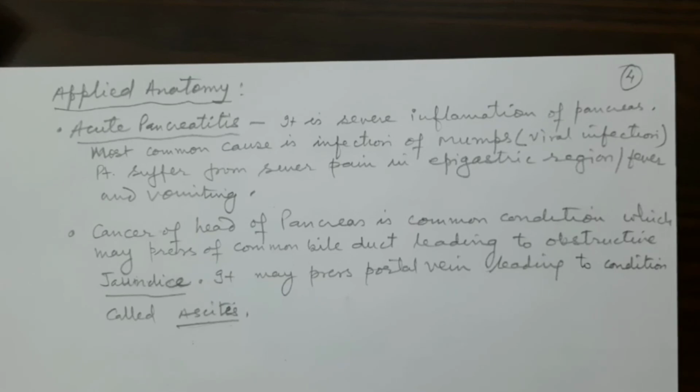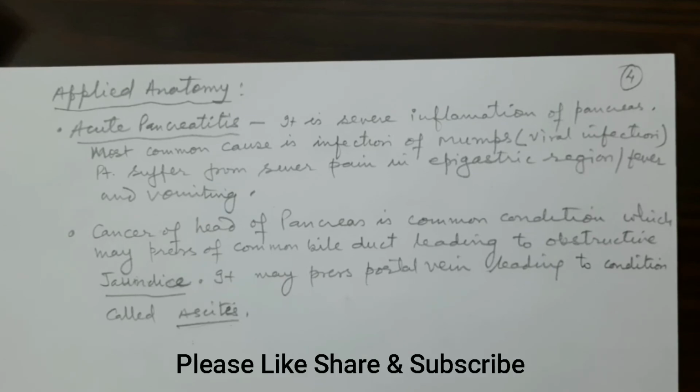It is pressing over the bile duct and is called obstructive jaundice, because this jaundice is not due to infection of the liver, which is the usual case of viral infection of the liver where jaundice takes place. This is because of the obstruction, okay. So it is called obstructive jaundice.